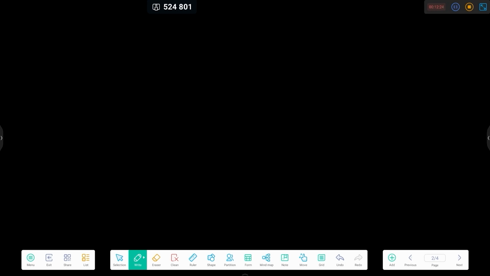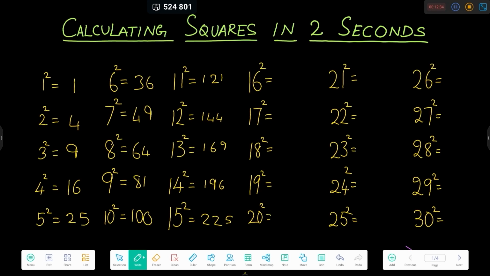20 square is pretty obvious. 20 square is nothing but 20 into 20. So 2 twos are 4, 4 followed by 2 zeros. So it would be 400. Let's recall the numbers. 16 square is 256. 17 square is 289. 18 square is 324. And 19 square is 361.